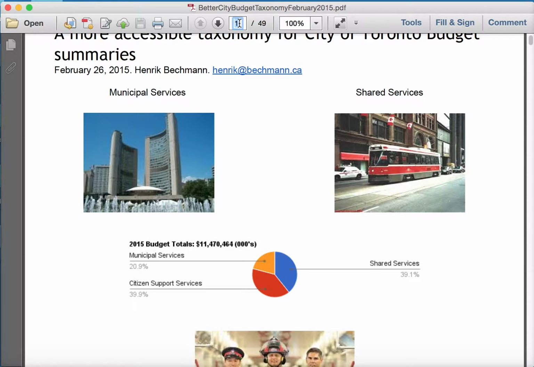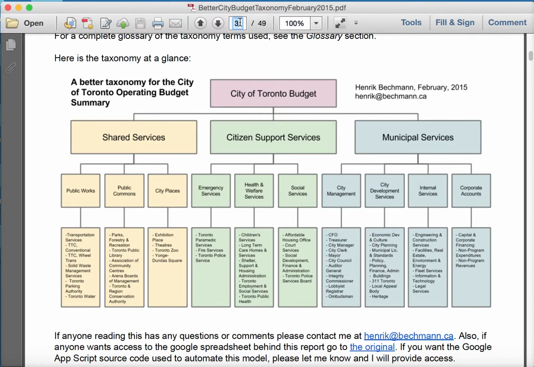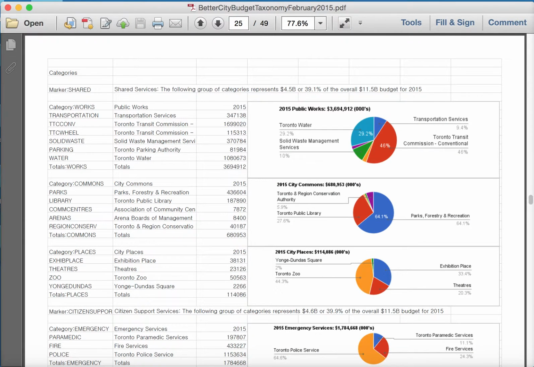There's a lot of information in this report. I'm just going to review a little bit of it. So there again are the details, and then those categories are used to provide a detailed representation of the 2015 budget with graphs at the side. Makes it a little easier. So again, here's the shared services domain, and you can see that it consists of public works, city commons, and city places, as I outlined. And under that, you can see all the detailed line items that are included.